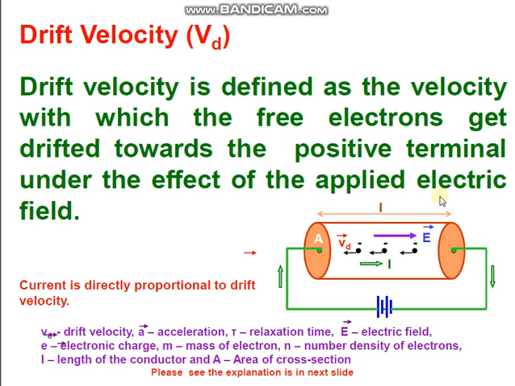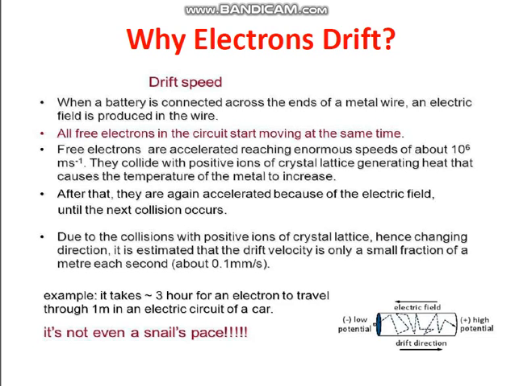We can take two cases. When electric field is not applied, then all the electrons are in random motion. They are in zigzag motion. The net displacement traveled by electrons in that case can be considered as zero. But when electric field is applied, now what happens? Let's see in the next slide.